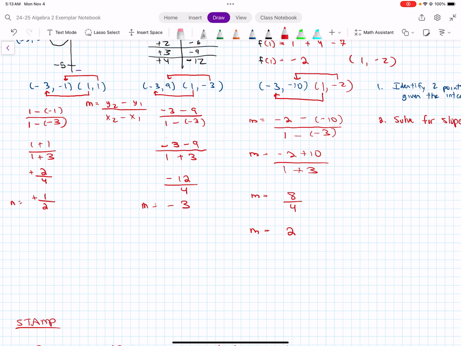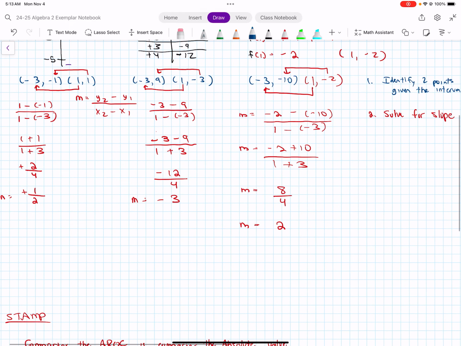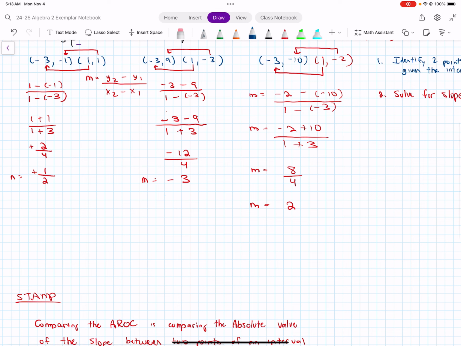So in class I would ask you, out of these three, which is the greatest? Most people are going to say we're doing least to greatest here. From least to greatest, people tend to say -3 is the least, then 1/2, and then 2, because -3 is less than 1/2, which is less than 2. Right, but that is comparing slopes. When we're comparing average rate of change, we take the absolute value of every single term.